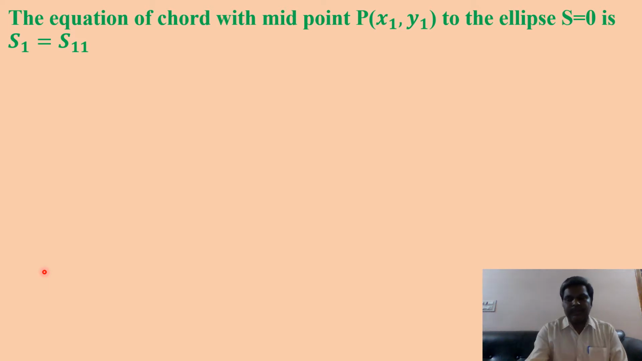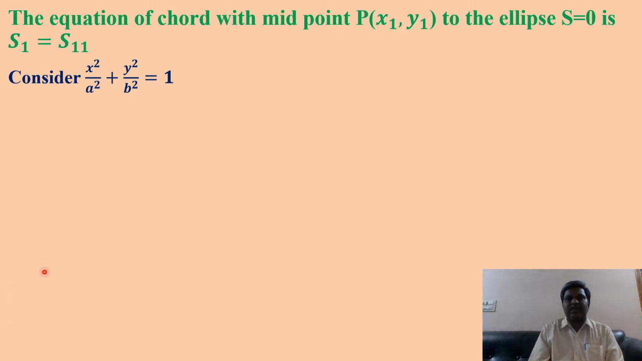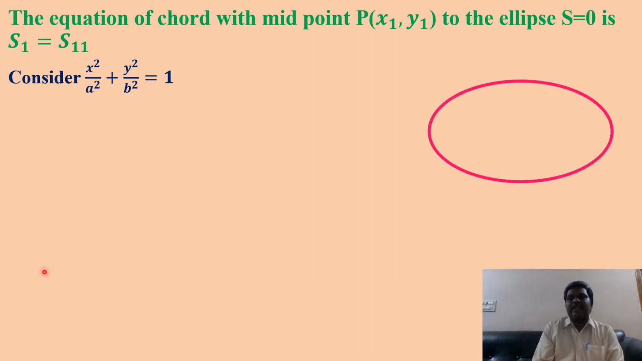So consider the equation of ellipse, that is x square by a square plus y square by b square equals 1. This is its corresponding diagram as shown in the figure. It is the chord of the ellipse. Now its midpoint is given to you. This is the midpoint of the chord. Its coordinates are x1 comma y1.